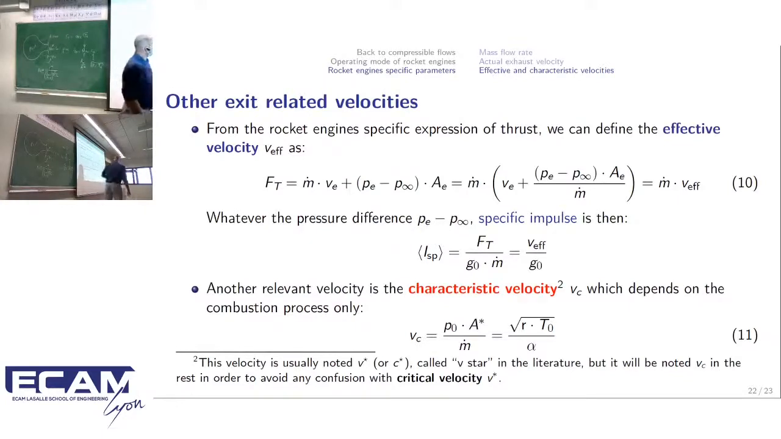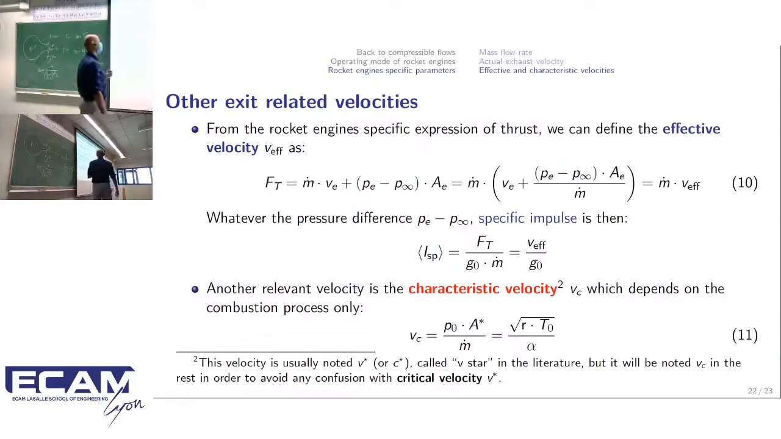If you want to include all of this with only one velocity, it's possible to do so, and it's called the effective velocity. So if you see some expression with the thrust combined with an effective velocity, don't panic, it's just another way to express the momentum thrust and the pressure thrust in one go using this kind of concept. It's not a physical velocity, it's just a parameter used to combine everything in a simple relation. And combined with the ISP, we obtain this.